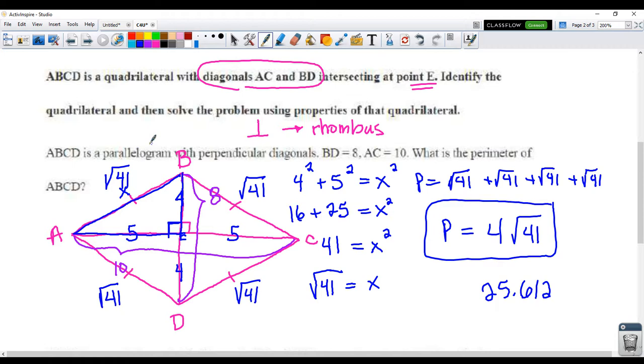So a parallelogram with perpendicular diagonals is a rhombus. Okay, a rhombus. That's what we know.